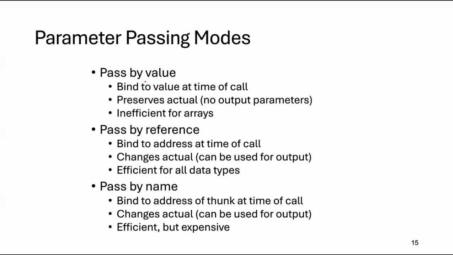Then we have the pass by reference, which binds to the address at time of call. It does change the actuals, it can be used for output, and it's basically efficient for all types of data. The pass by name binds to the address of a thunk at time of call, so that's different from pass by reference. It changes the actuals, similar to pass by reference, and can be used for outputs. It is efficient but expensive, and as we have seen, we can also have some issues with our procedures, like the swapping one not behaving how it is supposed to behave.